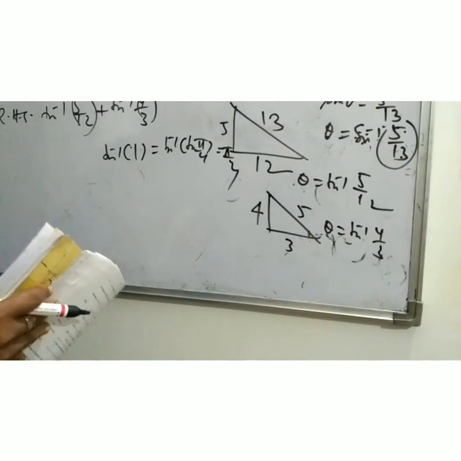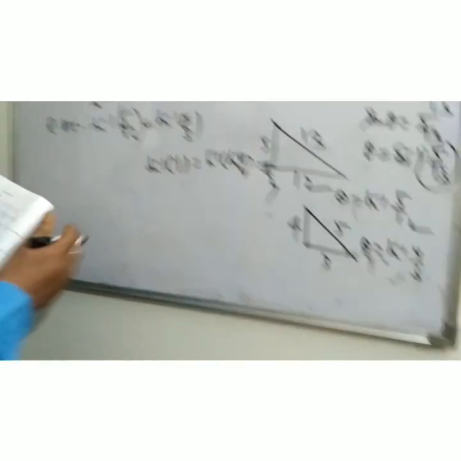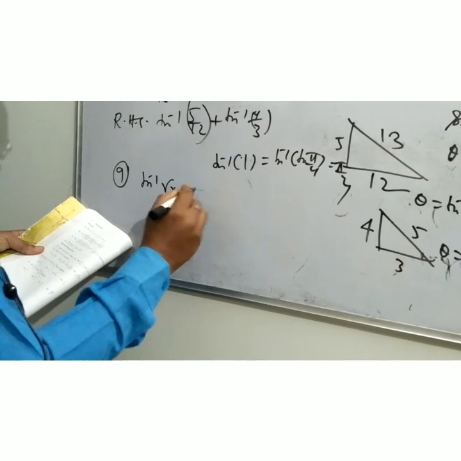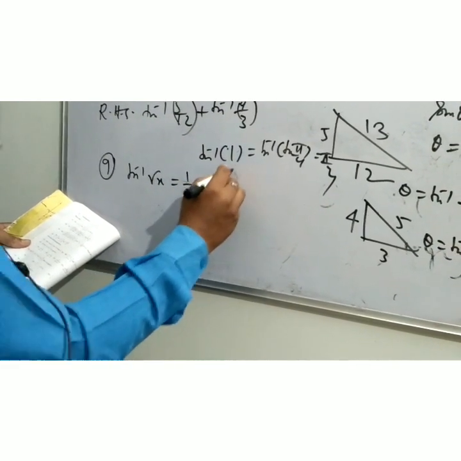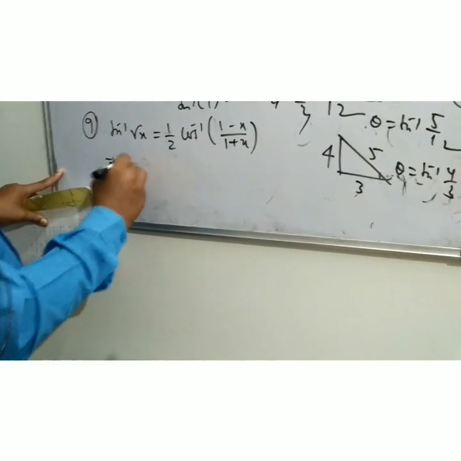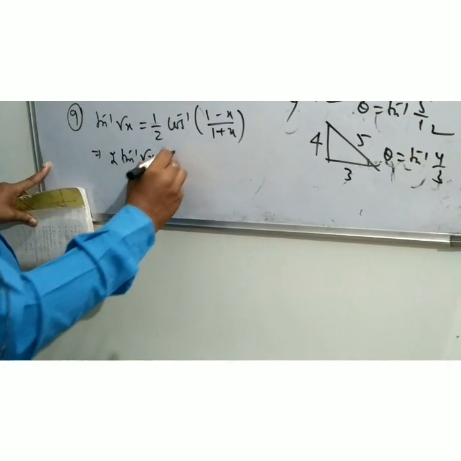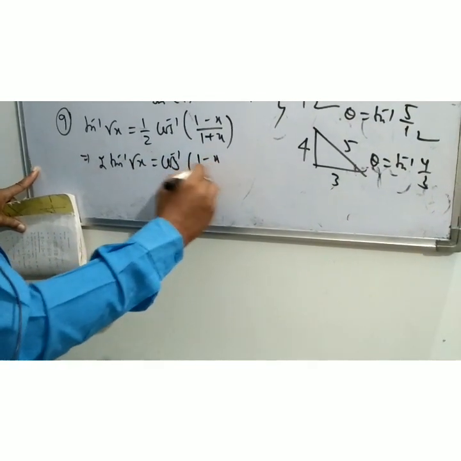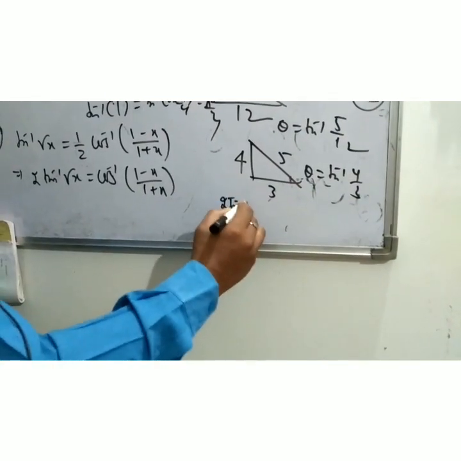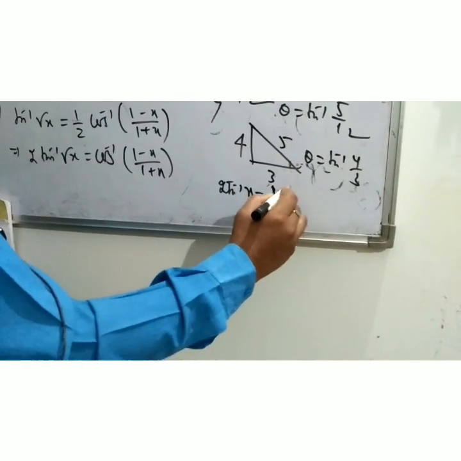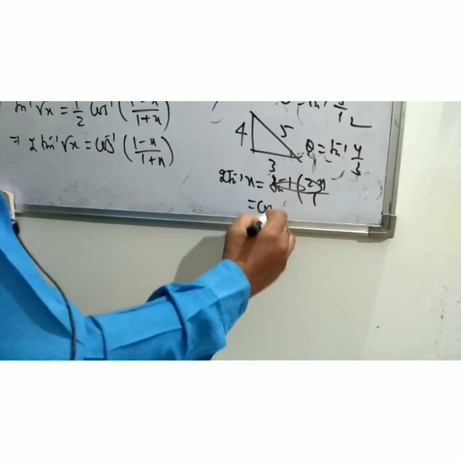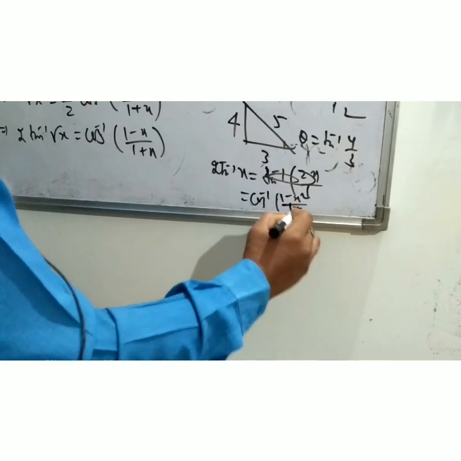Okay, so now question number 9. It is an important 2 mark question. Prove that tan inverse root x is equal to half cos inverse of 1 minus x by 1 plus x. You can write it this way: 2 tan inverse root x is equal to cos inverse of 1 minus x by 1 plus x. How can you prove it? We know the formula for 2 tan inverse x. Recall it: 2 tan inverse x in cos inverse form will be cos inverse of 1 minus x square by 1 plus x square.